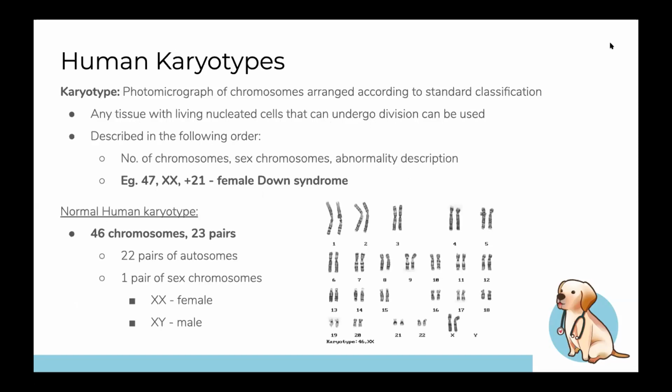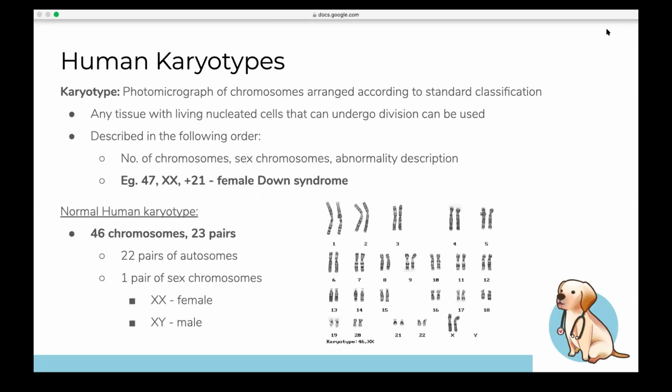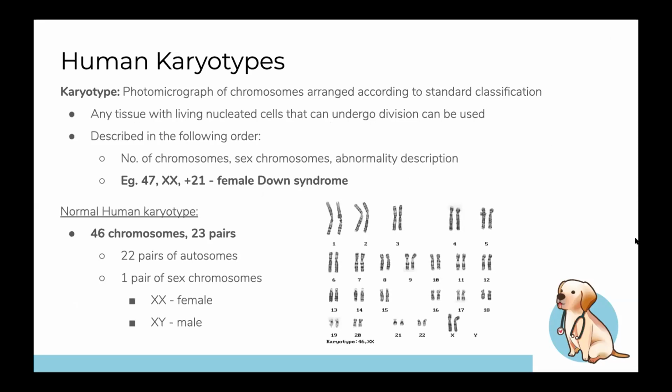And we'll move on. So, human karyotypes. What essentially is a karyotype? It's an image of all of the chromosomes in a human body. Any kind of tissue can be used to take a photo and get a karyotype. The way that you would describe it is the number of chromosomes, your sex chromosomes, and then any abnormality that you observe. An example of this would be 47, XX, +21. This would be a female with Down syndrome.